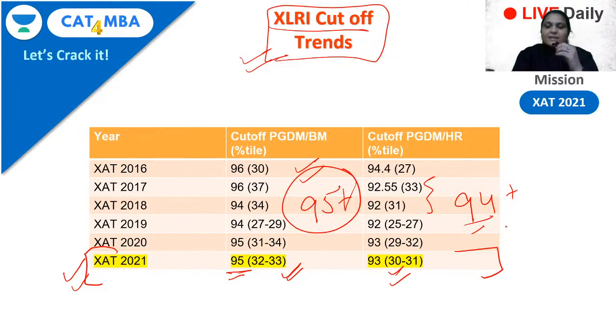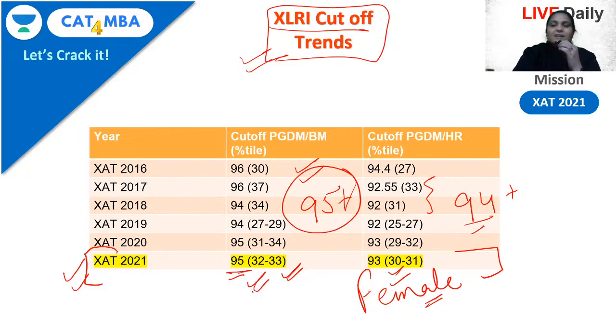And females have an additional advantage, because this 93 percentile is actually the lower bound, and it is usually for female non-engineers. So female non-engineers have a higher chance of getting into Excel at the 93 percentile than a normal male engineer. That's for the HR course. And for the BM course, of course, the percentile does not go lower than 95%.